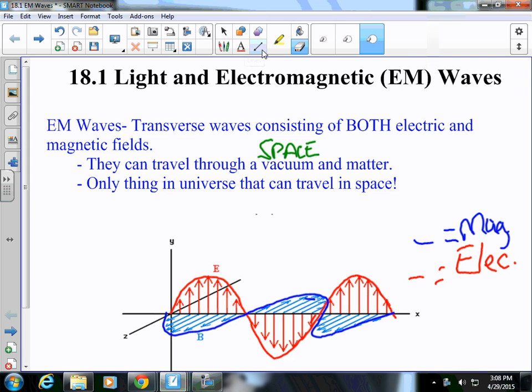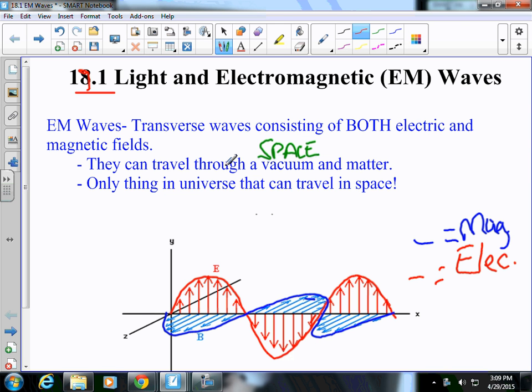All right, welcome to section 19.1. We are going to continue to talk about waves and types of radiation and how they affect you and the practical purposes of that. So in 19.1, we've talked about sound, now we're going to focus on light. But before we can talk about light, we need to talk about electromagnetic waves.